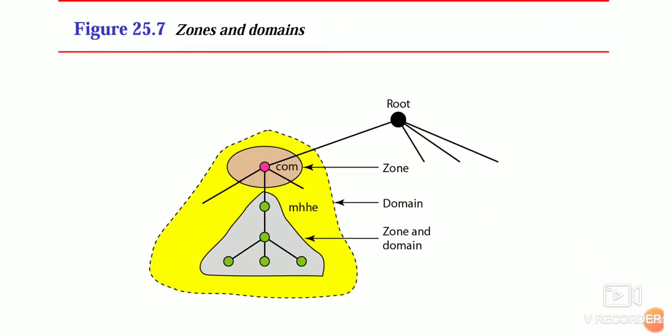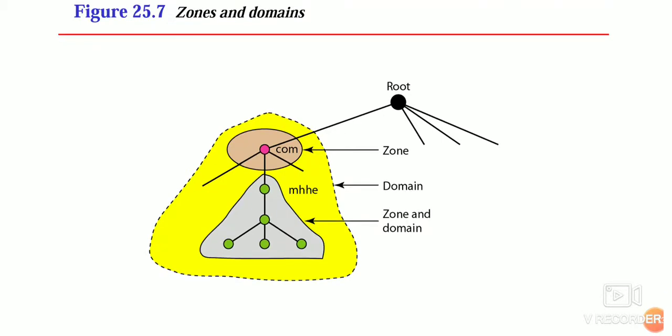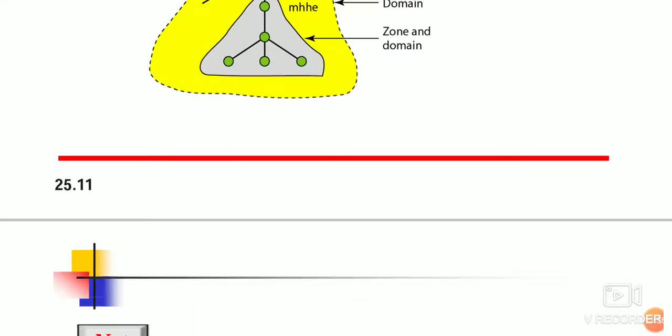Next we'll see what zones are. Under root, a particular broad primary server serviceable area is called a zone. Now you can see in this example, I have a com server. After root, I have a commercial domain. All the commercial domains come under one particular category. So com is called a zone. All the commercial domain servers come under the zone. And you can see MHEE, it's a zone. Under the zone, you can even have another zone and domain. This is how zones and domains are going to work.